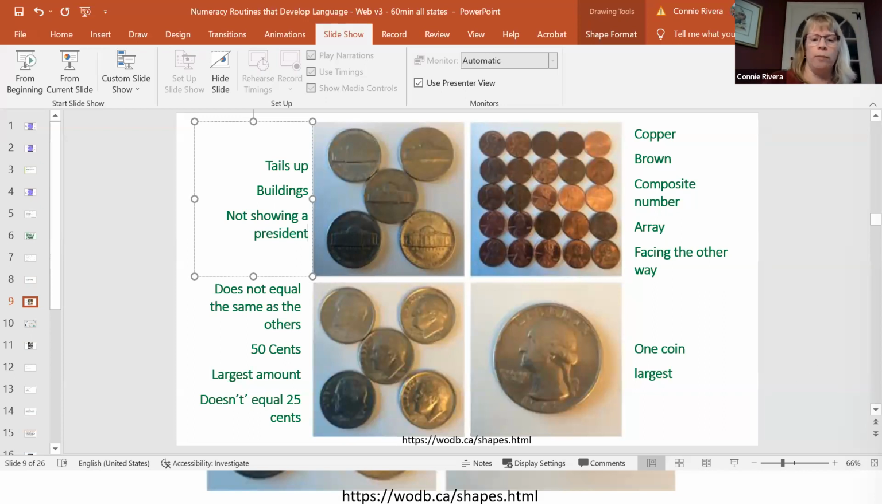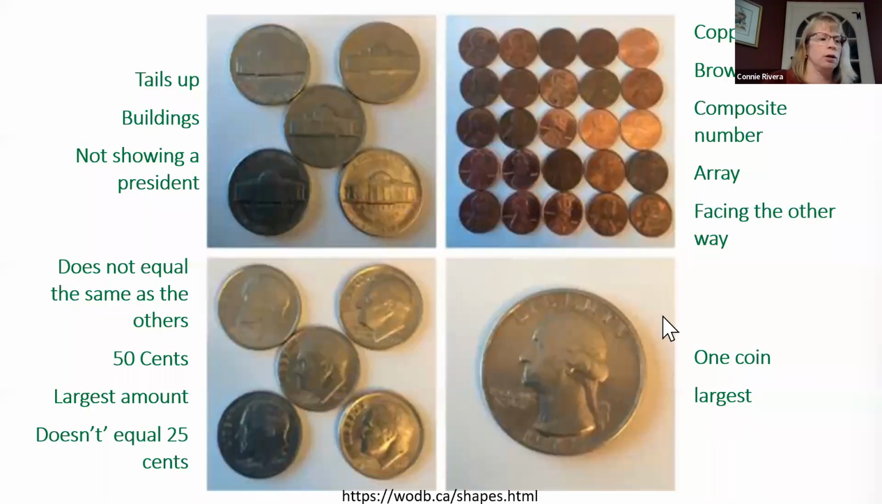So I'm going to go back to displaying this. I know I didn't capture everything you had going on in the chat, but thank you for all of your ideas. This is really almost an infinite activity of what students could say. And that's one of the things that I appreciate about it.